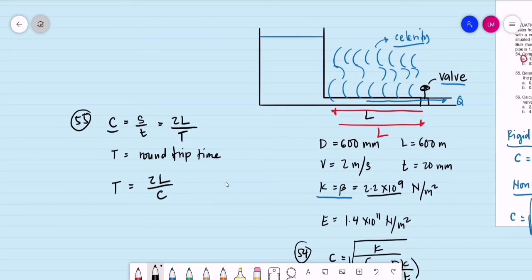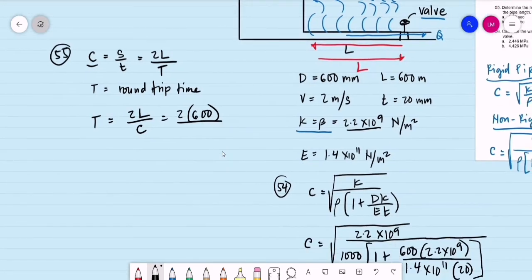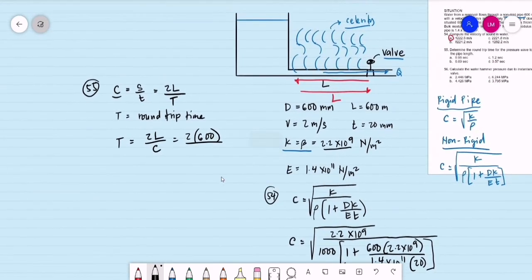So we have question number 55. This is twice the length of the pipe, 600 meters, divided by the celerity we got in number 54, 1,222.761. This will be the round trip time.